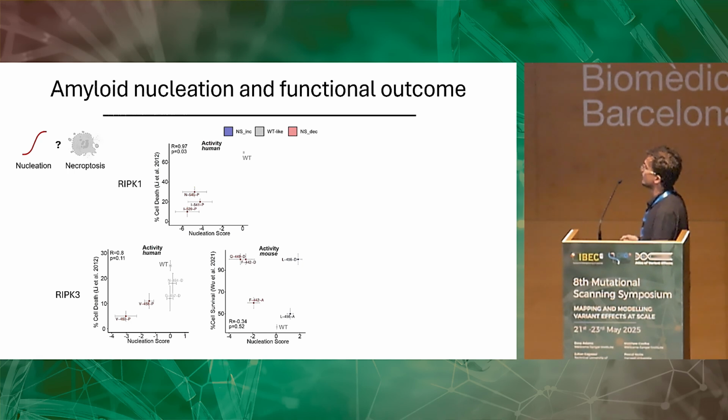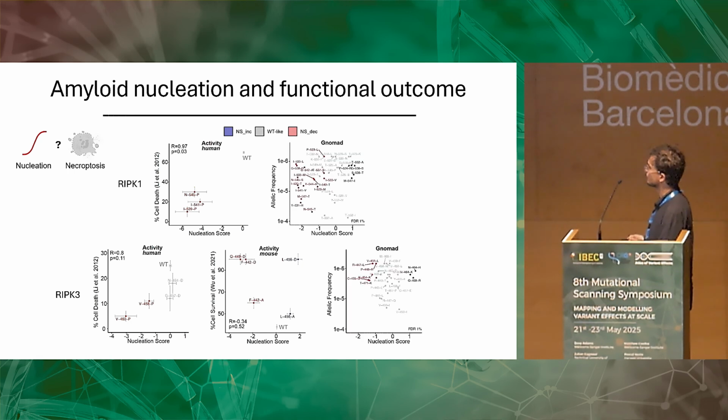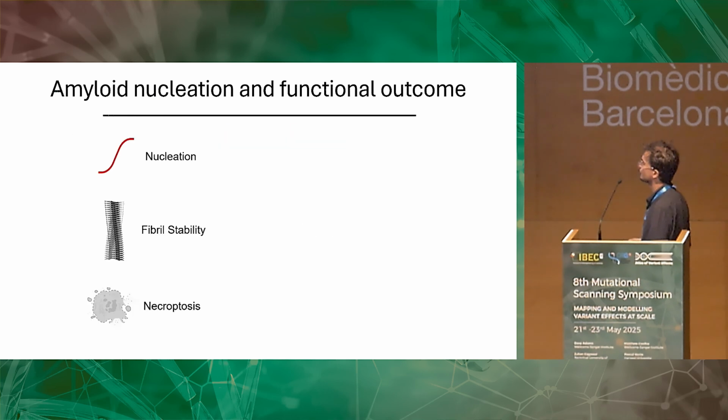Thereafter, we wanted to know if there's some evidence of this in the human population, and we went to gnomAD and retrieved from there all the variants that are reported. What we found is that those variants that are disrupting amyloid nucleation are extremely rare in the human population, while those that are more frequent are wild-type-like. So this data seems to suggest that a sweet spot of amyloid nucleation is needed for necroptosis.